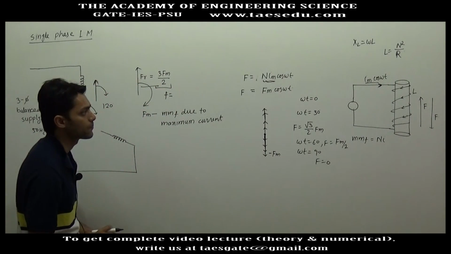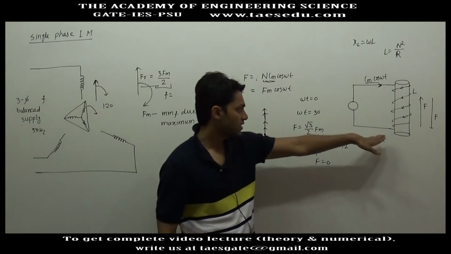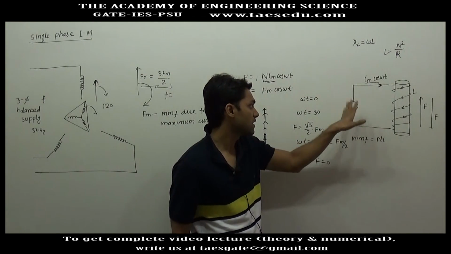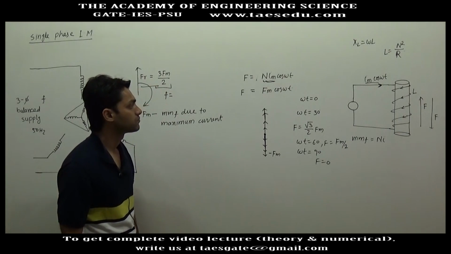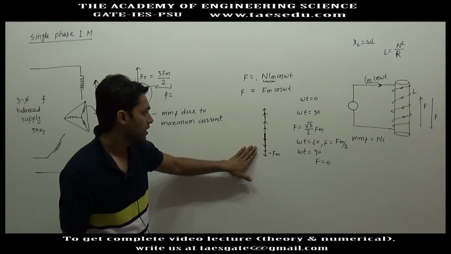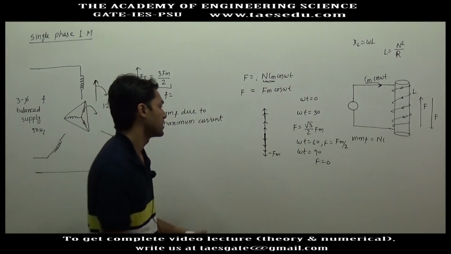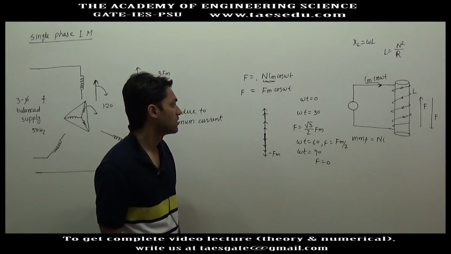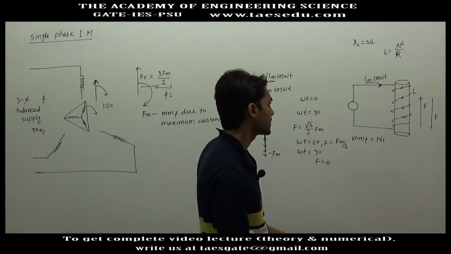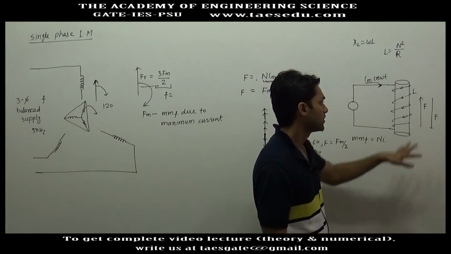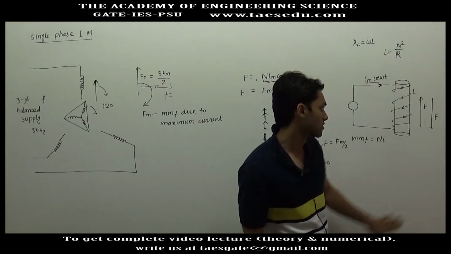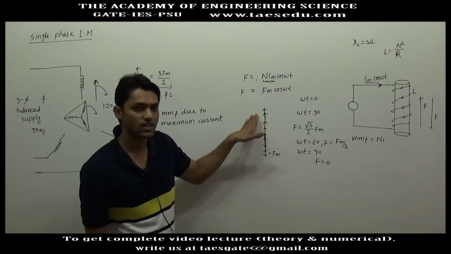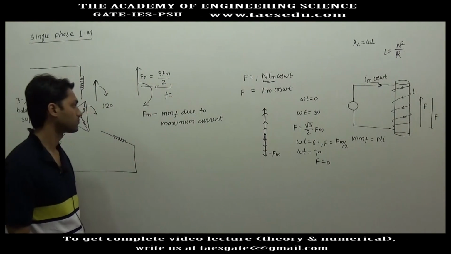So what we find here, if this winding is given a single phase AC supply, the MMF will be pulsating. It means its direction will change, and its magnitude will also change. In case of DC supply, what happens? The direction as well as magnitude is constant. But in case of AC supply, the magnitude as well as direction changes.